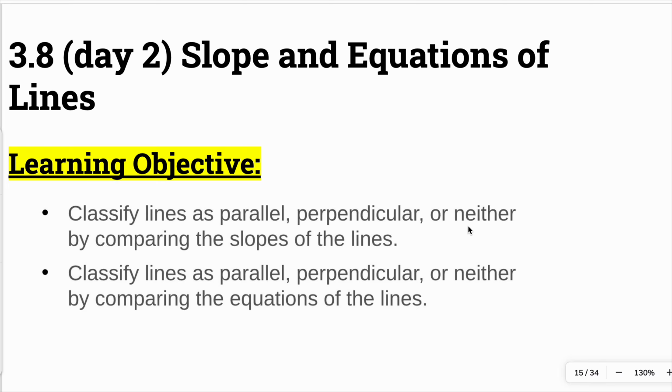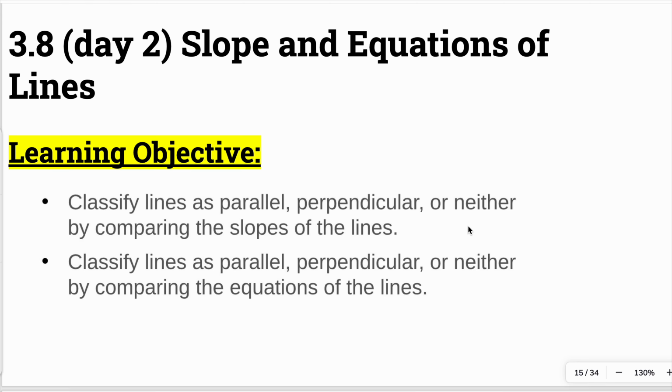Today we're going to be looking at our lesson 3.8 and we're going to focus on day 2 of this. So we already know what parallel lines and perpendicular lines in slope-intercept form and point-slope form are, and now we're going to put that into some action. So we're going to be able to classify lines as parallel, perpendicular, or neither by comparing equations of lines, and also classify lines as parallel, perpendicular, or neither by comparing the slopes of their lines.